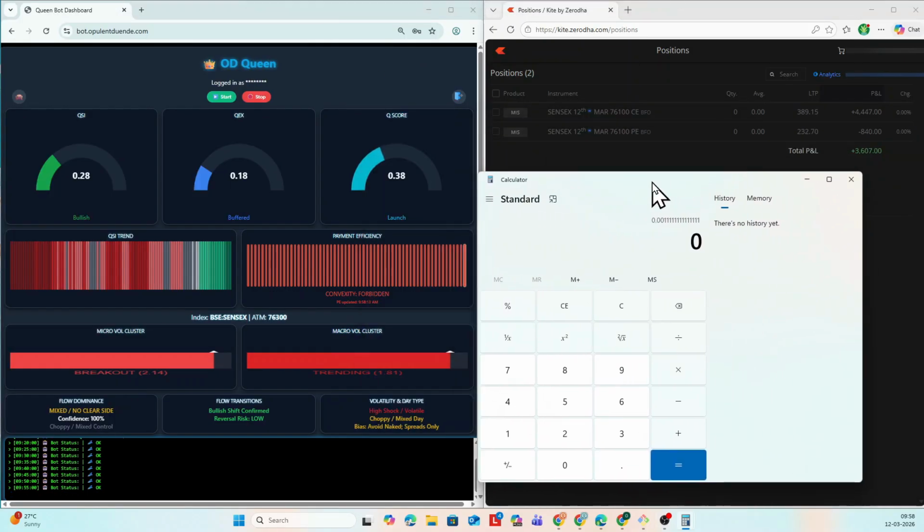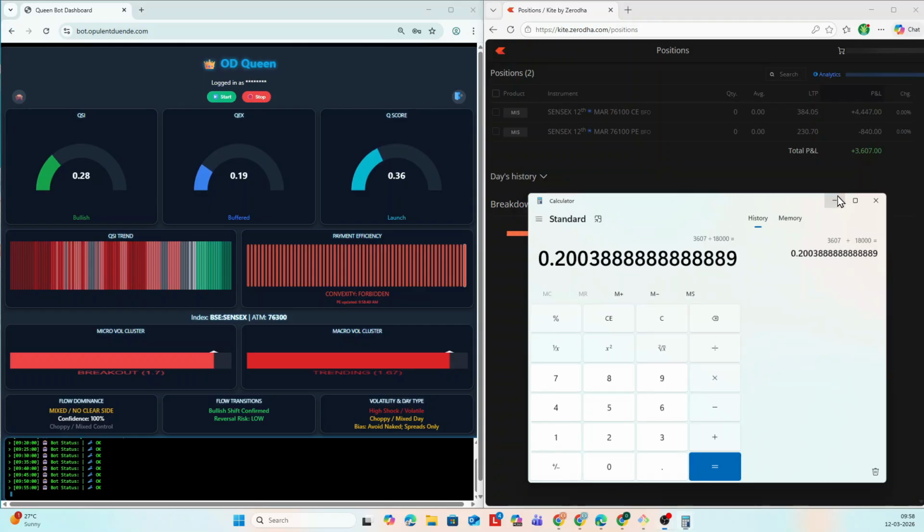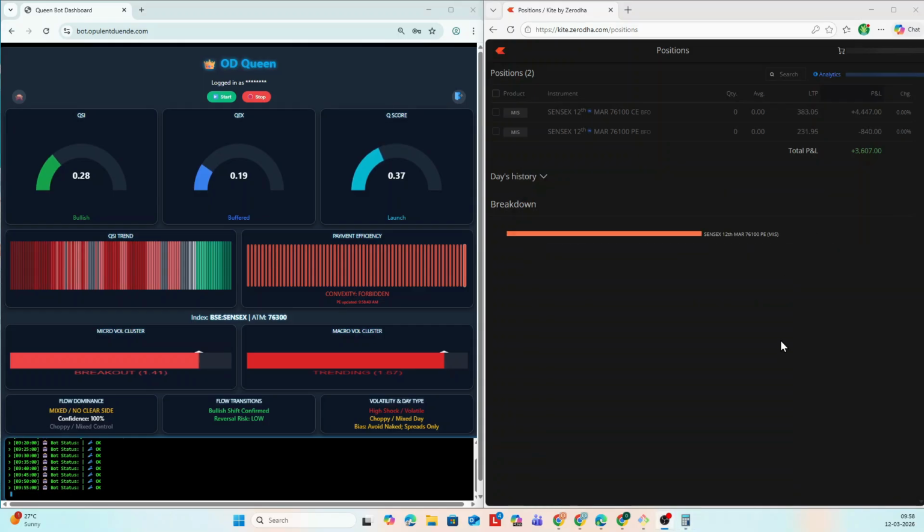So let's see. Well, we had 3,607 profit divided by 18,000. 18,000 is what we needed as money to buy this option, right? So that gives us 20% return, guys. This is 20.20, this is 20% return on this trade in a few minutes, right? There is no option seller that can match this. Absolutely no option seller in the world.